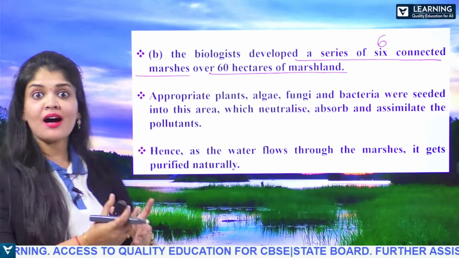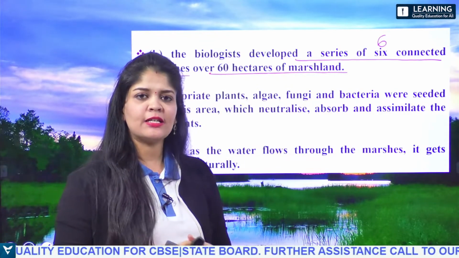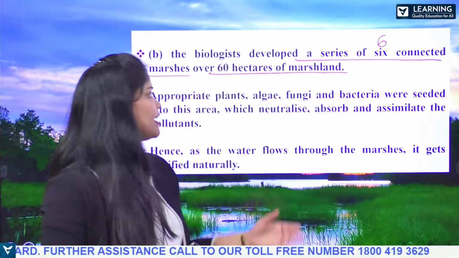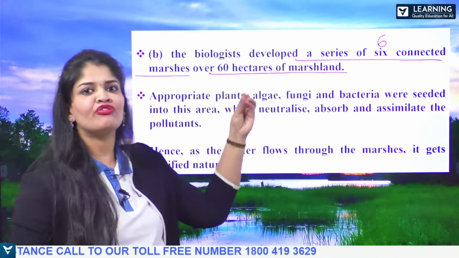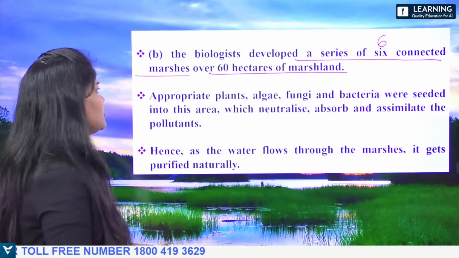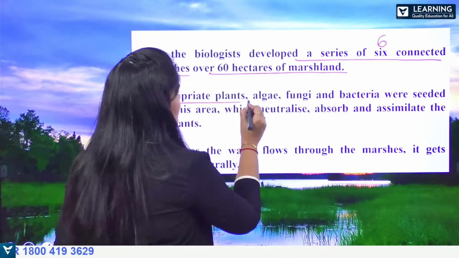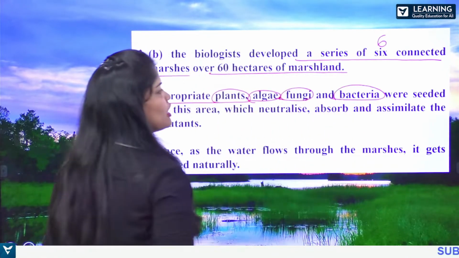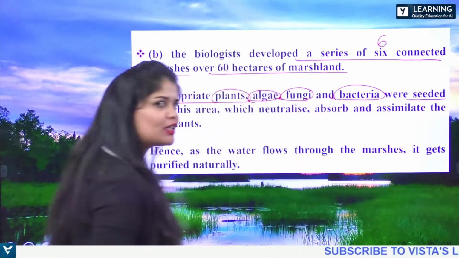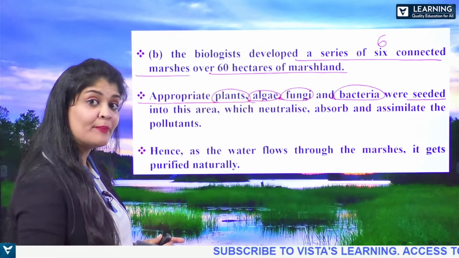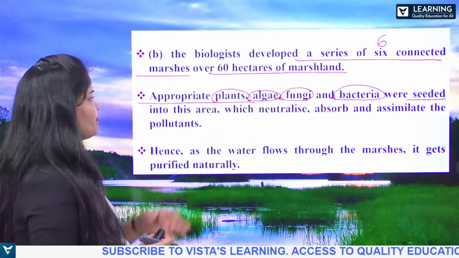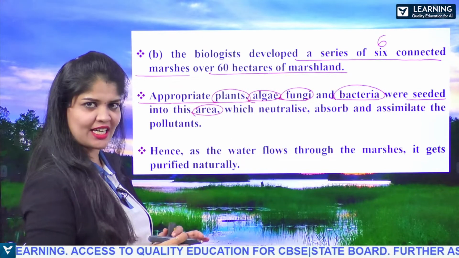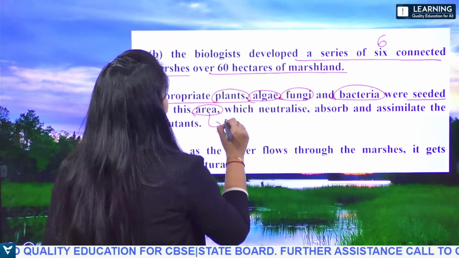So these marshlands are going to act as a suitable habitat for a different biodiversity in the form of plants, algae, fungi, bacteria. So here, appropriate plants, algae, fungi and bacteria were seeded and allowed to grow in the habitat. That habitat is your marshland, a wetted, waterlogged area that we consider as marshes.